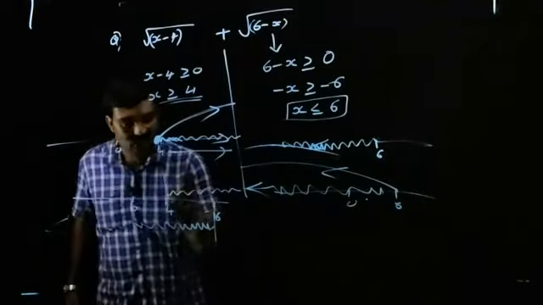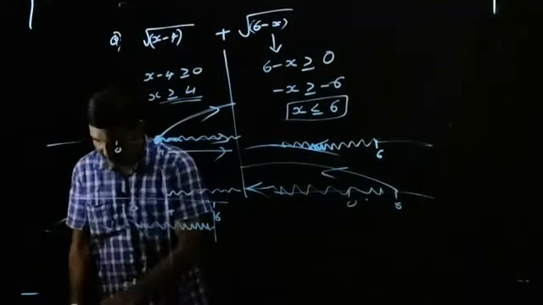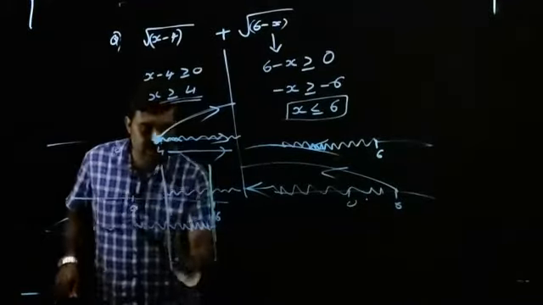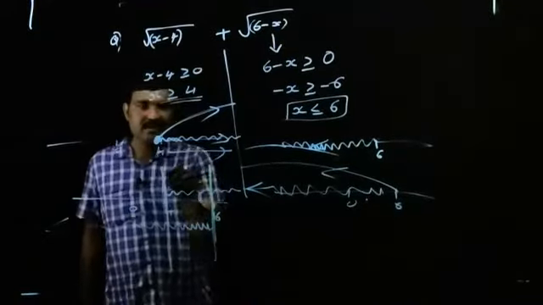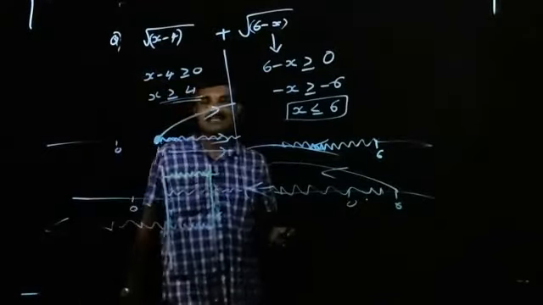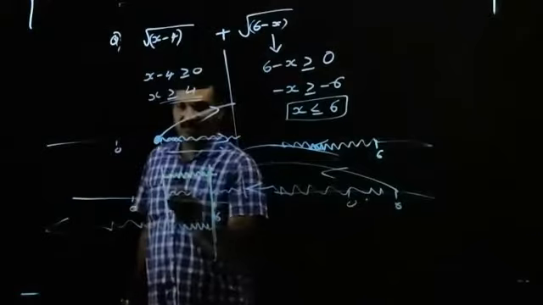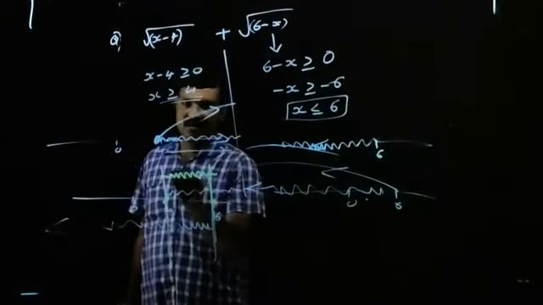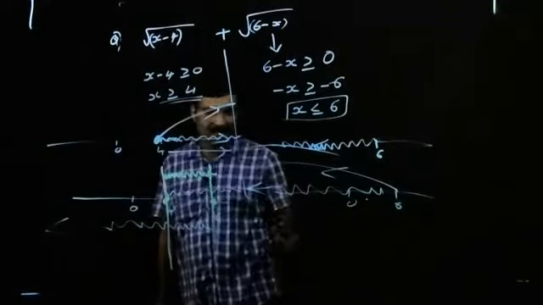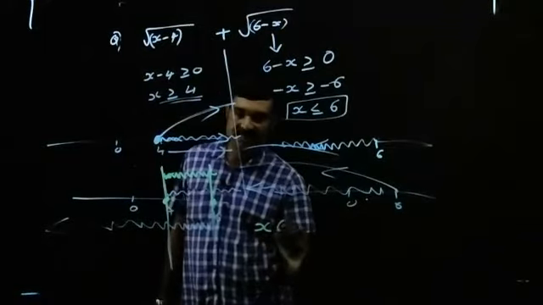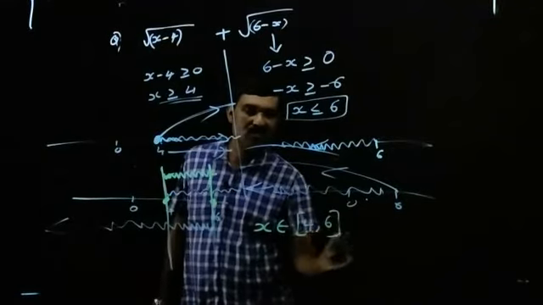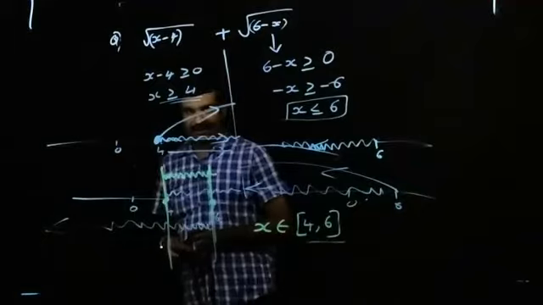So find the intersection of these two. So we have, this is our intersection, right? The intersection of both, this area. So this area will represent the domain. Both 4 and 6 are included. 4 is included, 6 is also included. This is common to both sections, right? So we can say x belongs to the closed interval 4 to 6, since both 4 and 6 are included, right?